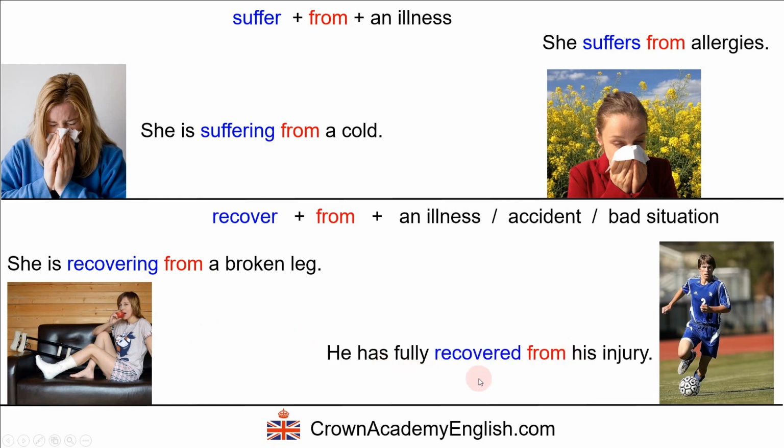He has fully recovered from his injury. He has fully recovered from his injury. So here we have the present perfect, has recovered. And fully means completely, 100%. So this means that he is no longer injured. Okay, he's completely fine and fit. So he has completely recovered from his injury.